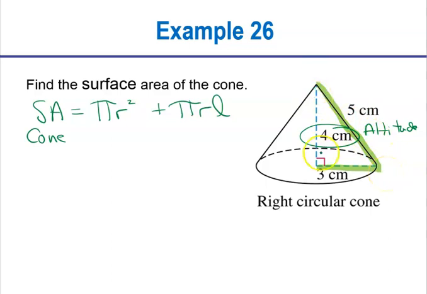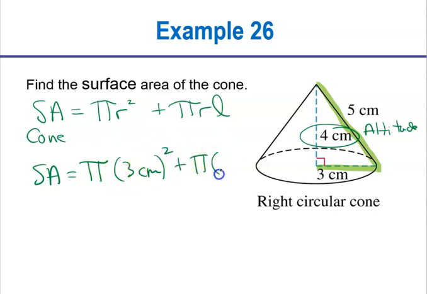So often you have the altitude and you have the radius, but you don't have the slant height. I cannot get that word out. It's the slant height. Okay, so anyway, here we go. So surface area is equal to pi r squared, so that's going to be 3 centimeters squared, plus pi times r, 3 centimeters, times L, 5 centimeters.